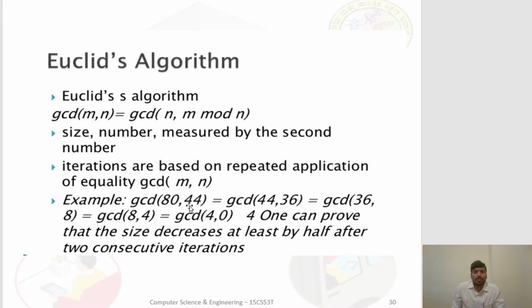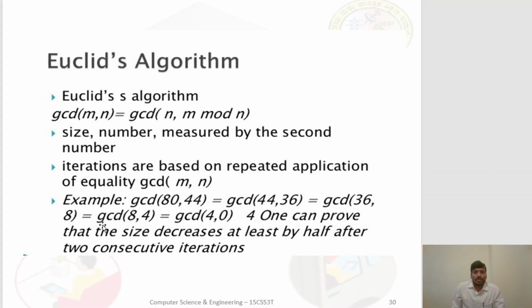Okay, that is 80 mod 44, which gives 36. After applying this logic on these two numbers, again we will get 36 and 8. What is 44 mod 36? That is 8.